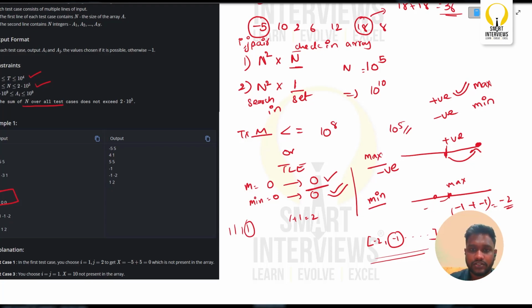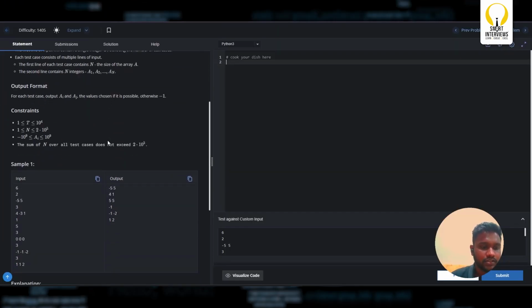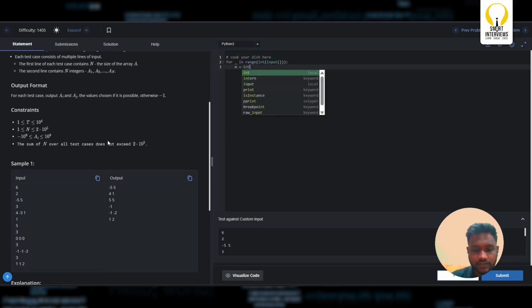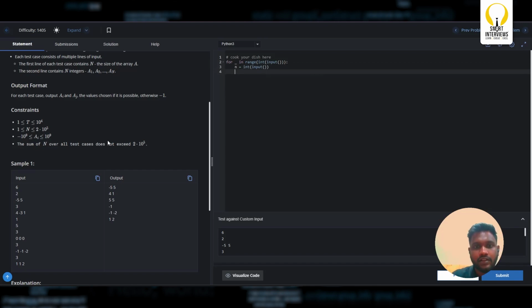So let's code the solution now. Continue with this question's code. First, we have t test cases. Next, n, which is the size of the array. Now what we'll do is get the max and min elements. Before that, we'll scan the array.